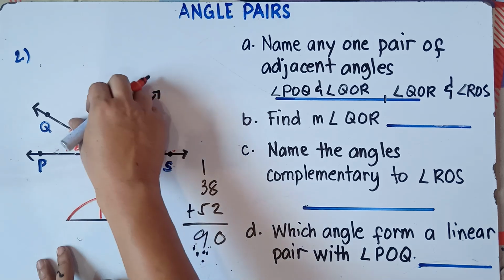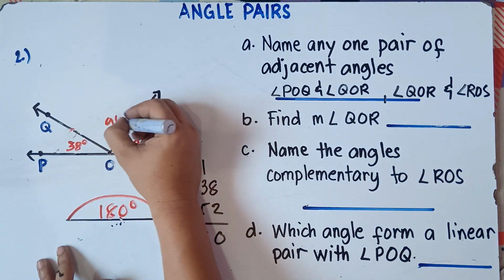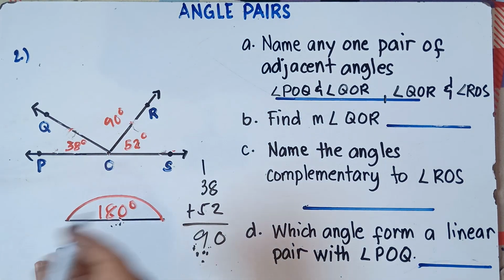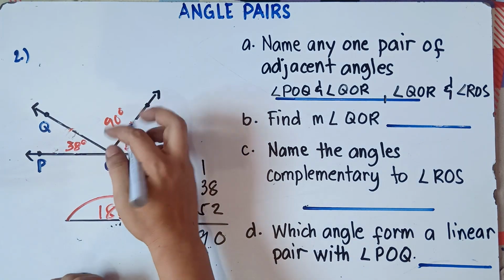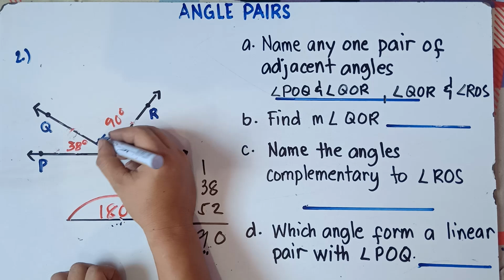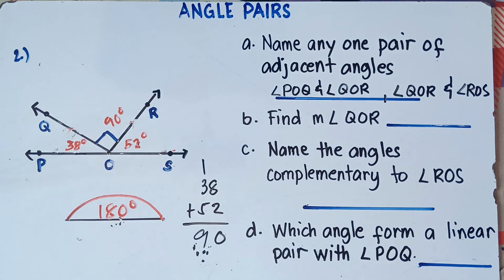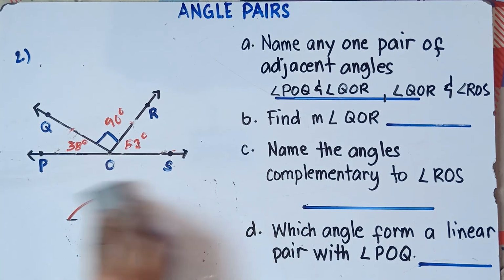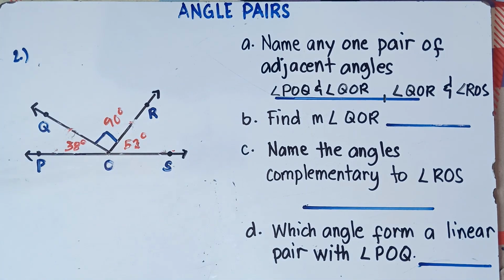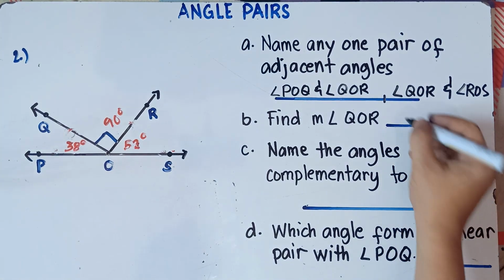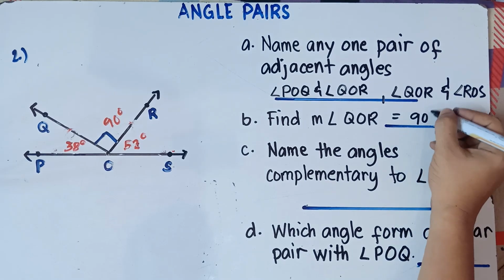Alright, so this angle right here is a 90 degree angle. So therefore, we can write this marking, this illustration. This box, class, means a 90 degree angle. So the measure of angle QOR is equal to 90 degrees.